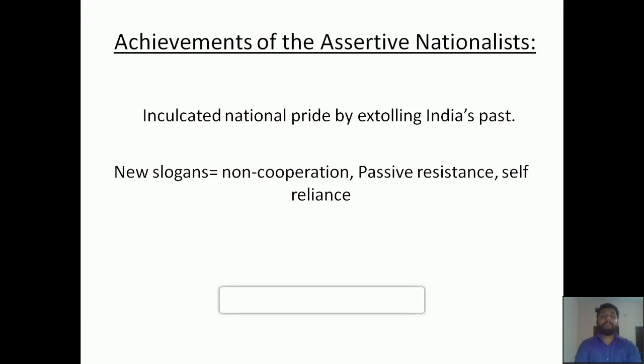They have made a number of new slogans which promote non-cooperation, passive resistance, self-reliance, and so on. So by using these kinds of new slogans, they were able to control the people. They were able to boost the people. So that's why they were ready to sacrifice their life even for the nation. So this was another achievement from the assertive nationalists.